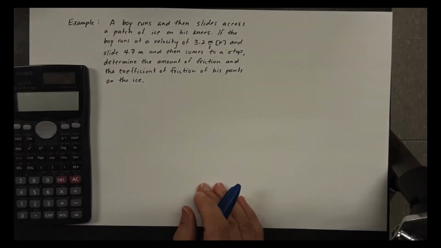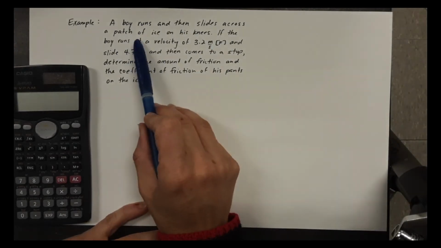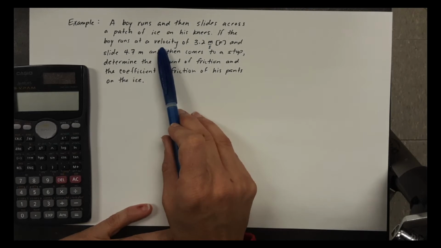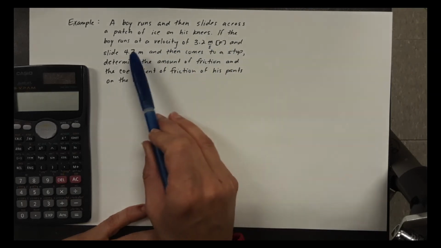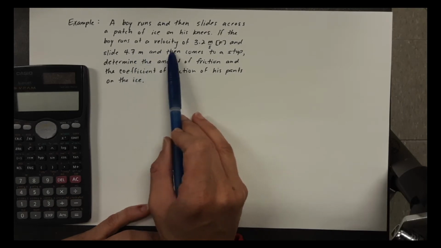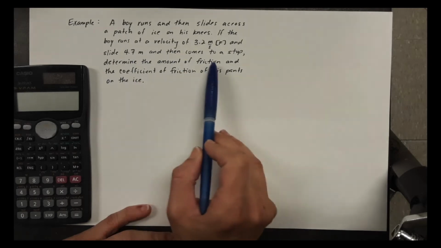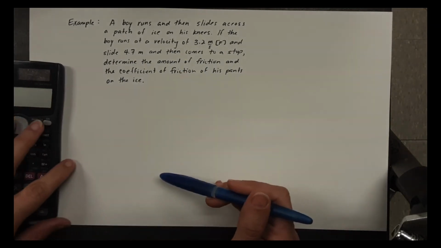Okay, so here's the question. An example for Newton's laws of motion. A boy runs and then slides across a patch of ice on his knees. If the boy runs at a velocity of 3.2 meters per second forward and then slides 4.7 meters and finally comes to a stop, determine the amount of friction and the coefficient of friction of his pants on the ice.